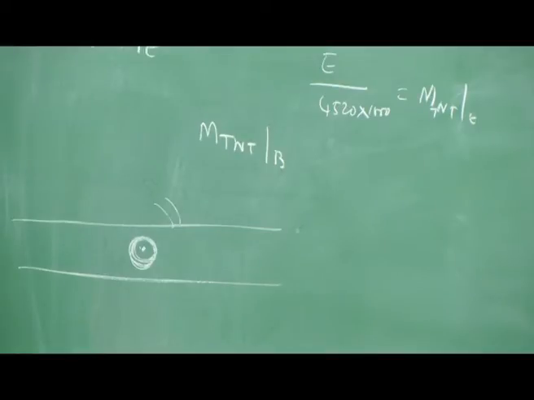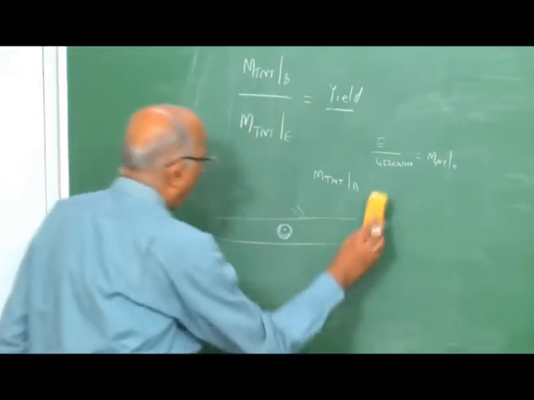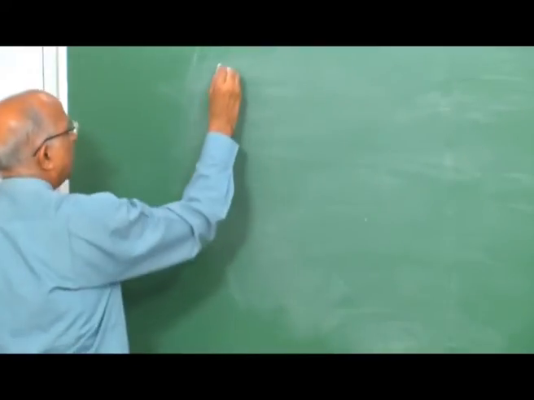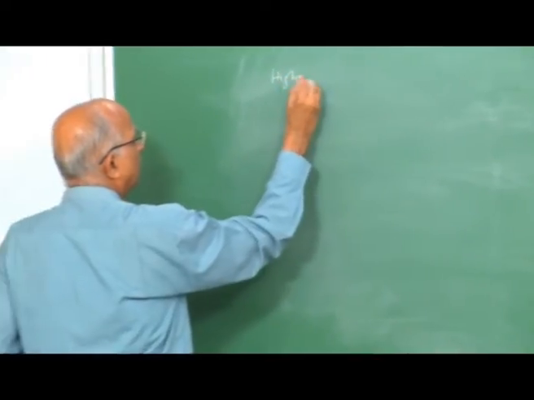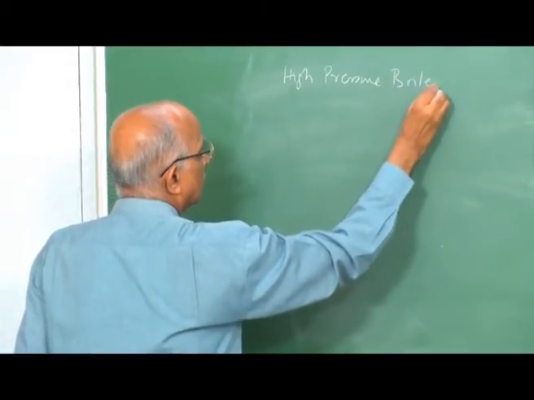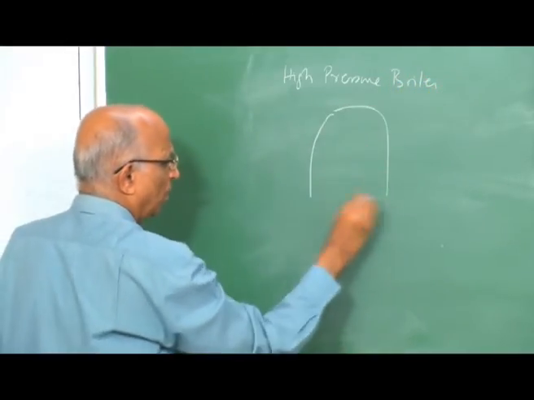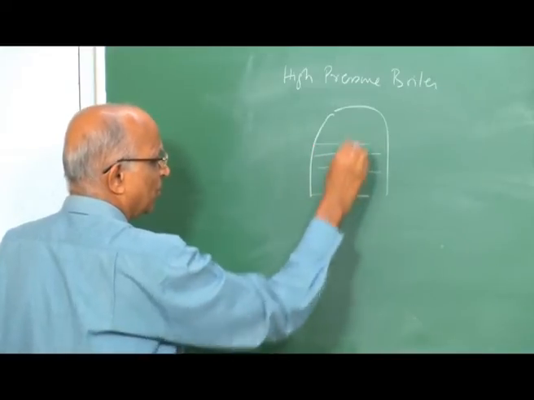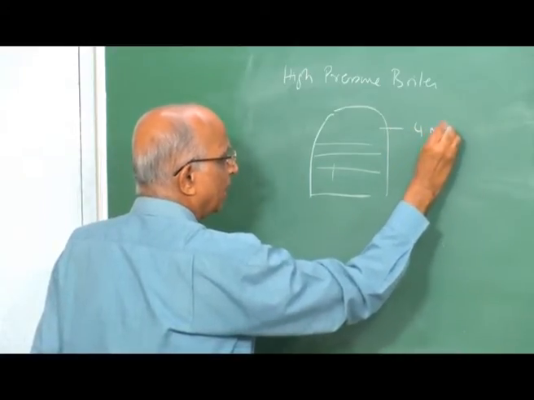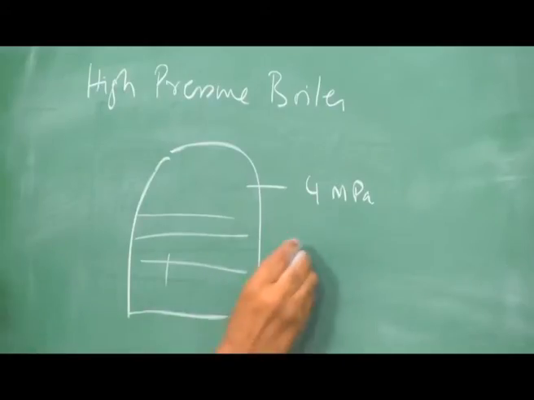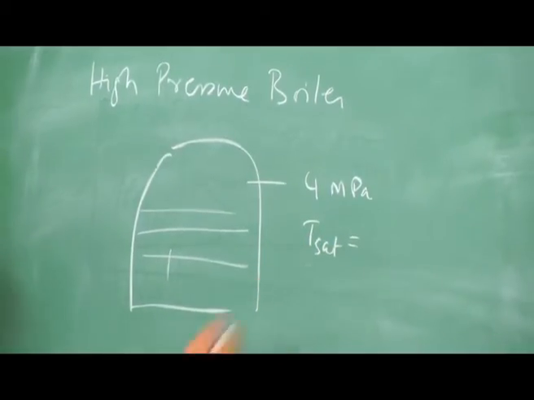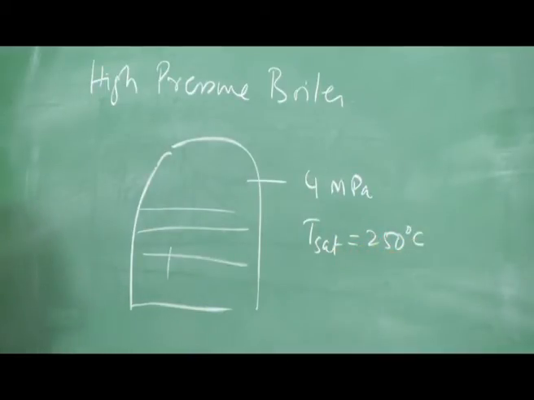Let me first take an example of a boiler bursting. I have, let us say, a high pressure boiler, a fire tube boiler. In a fire tube boiler, you have water at pressure, and a lot of fire tubes in it which heat the water. Let us say that the operating pressure of this boiler is 4 MPa, and at 4 MPa the saturation temperature is equal to 250 degrees centigrade. This comes from the steam table.